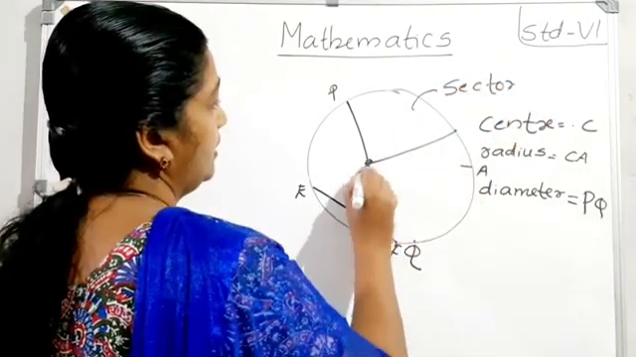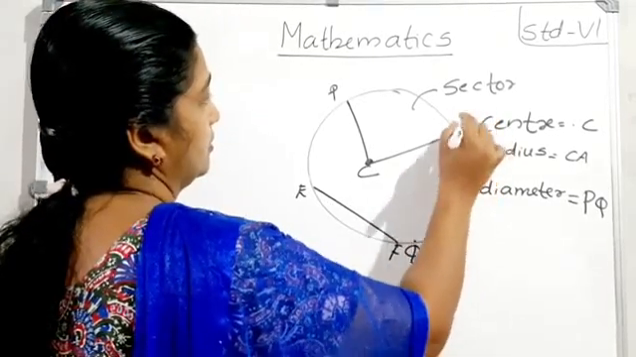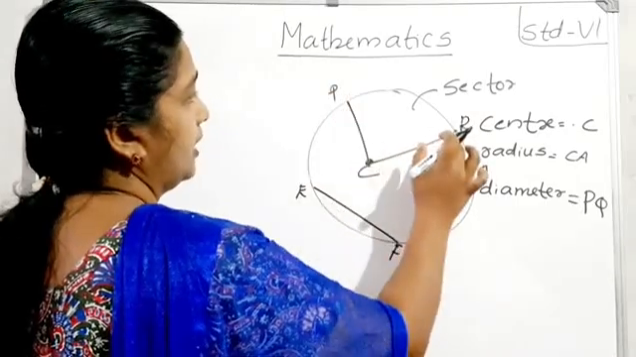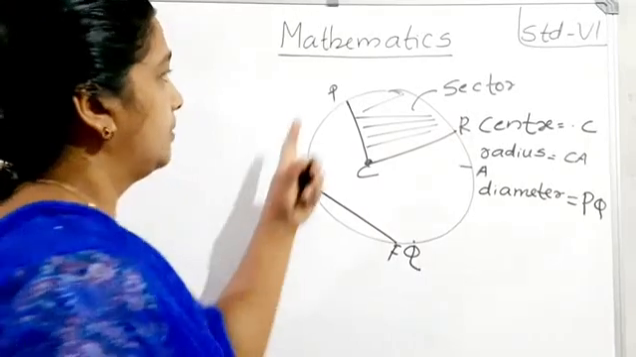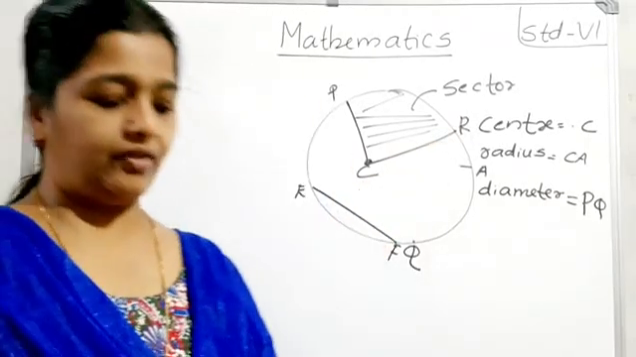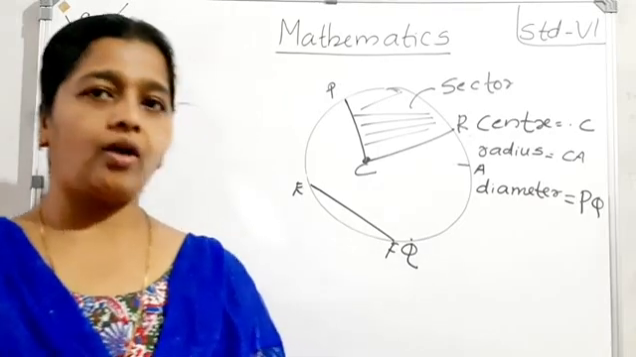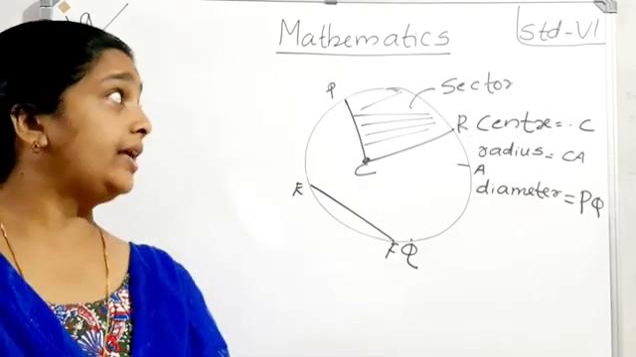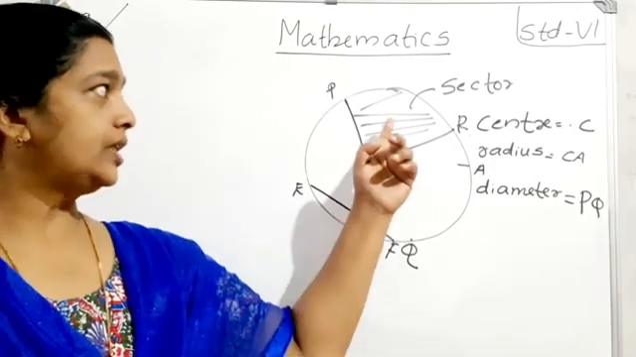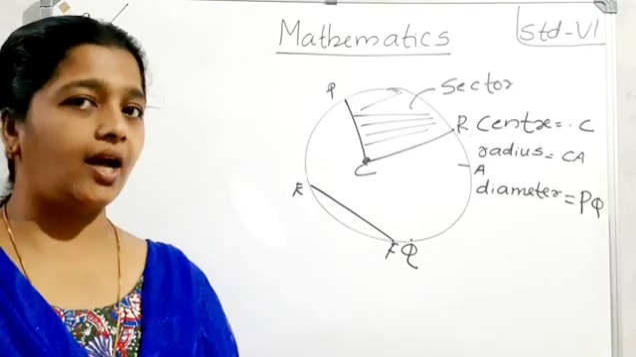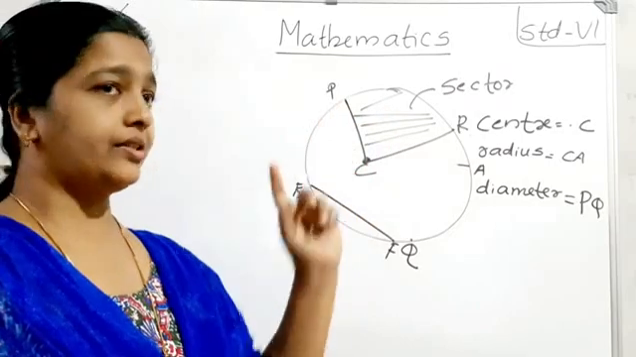We can represent this portion as PCR. Then say the definition of a sector. A sector is the region in the interior of a circle enclosed by an arc on one side and a pair of radii on the other 2 sides. This is known as the sector of the circle. So this portion is called a sector.